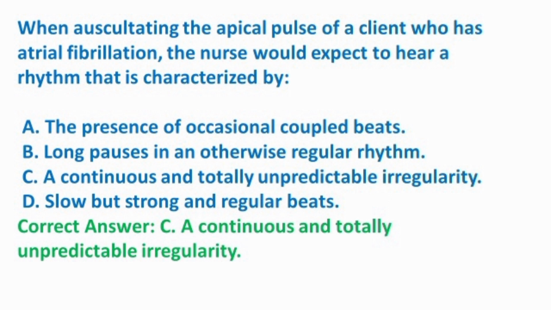The next question is, when auscultating the apical pulse of a client who has atrial fibrillation, the nurse would expect to hear a rhythm that is characterized by: A. The presence of occasional coupled beats, B. A long pause in an otherwise regular rhythm, C. A continuous and totally unpredictable irregularity, D. Slow but strong and regular beats. The correct answer is C, a continuous and totally unpredictable irregularity.